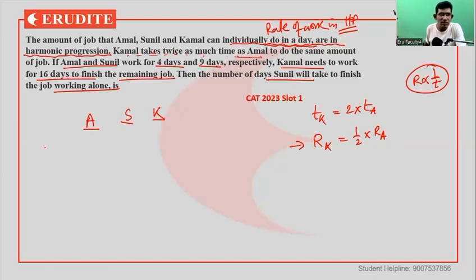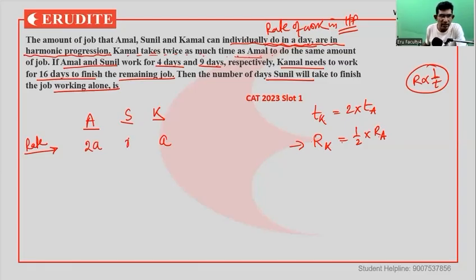Okay. So let's assume the rate of Amal is 2a. So the rate of Kamal would be a, half. Now, what is the rate of Sunil?